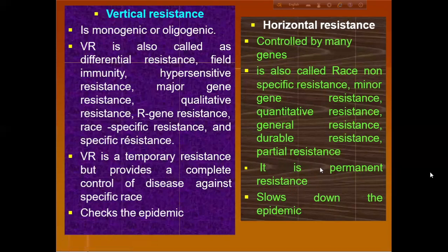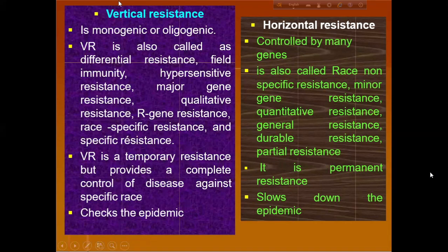On the other hand, horizontal resistance is permanent resistance. It is durable resistance, we also call it, because this resistance does not break down, because it is controlled by many genes. Maybe the pathogen can modify or disrupt one gene conferring resistance to the plant, but there are other available genes conferring resistance. As a result, horizontal resistance does not break down. This resistance is permanent, we call it. And this horizontal resistance slows down the epidemic.